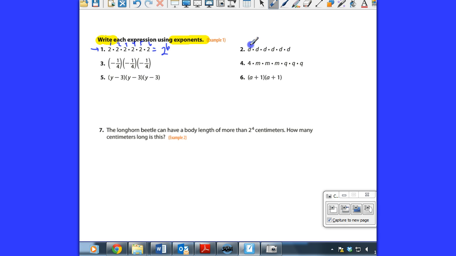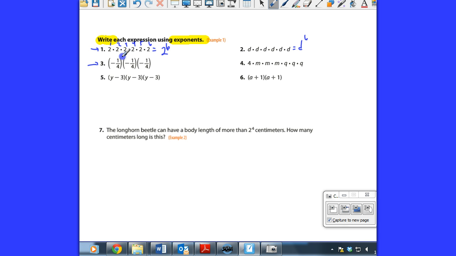Number 2, I have D multiplied 1, 2, 3, 4, 5, 6. I also have that multiplied 6 times. So that is equal to D to the power of 6. Easy enough, I hope, for you. Number 3, notice what I have here.